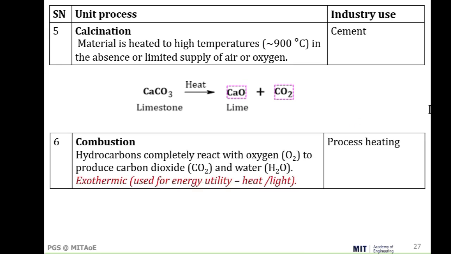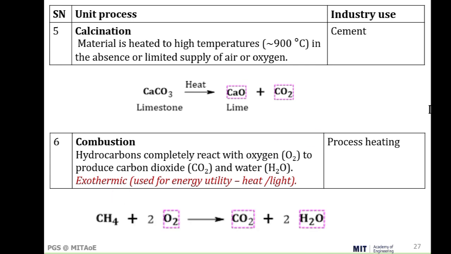The next unit process is combustion. We know combustion, that is hydrocarbons are completely reacted with oxygen to produce carbon dioxide, and water is formed as a side product. Basically in this combustion, the carbon is ultimately getting converted into carbon dioxide. This is an exothermic reaction, so it can be used for the production of heat, or it is also used for lighting purposes. Process heating is the typical use of this combustion unit process in different chemical industries.